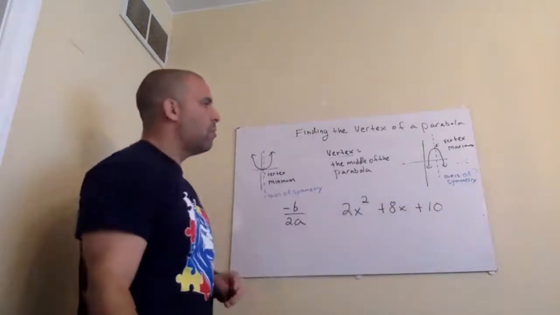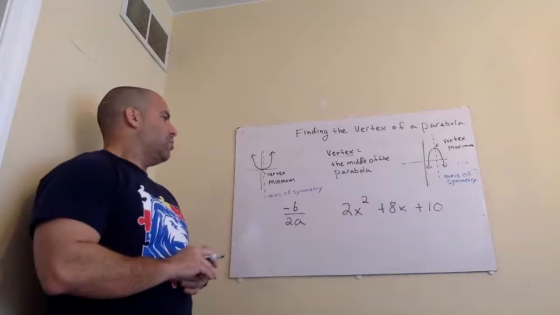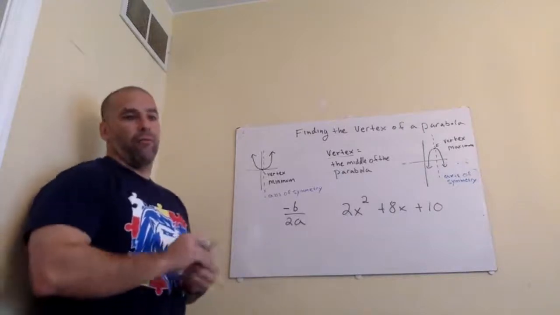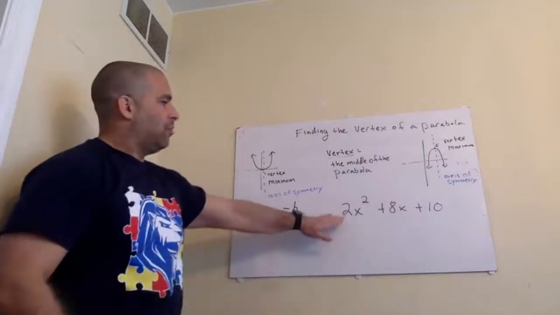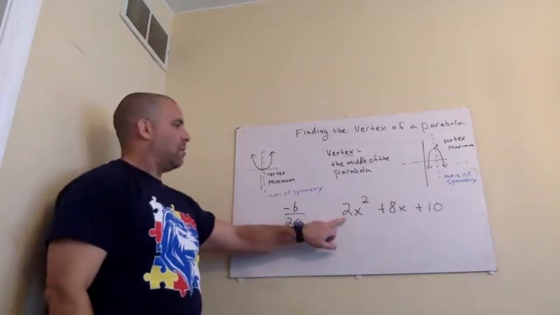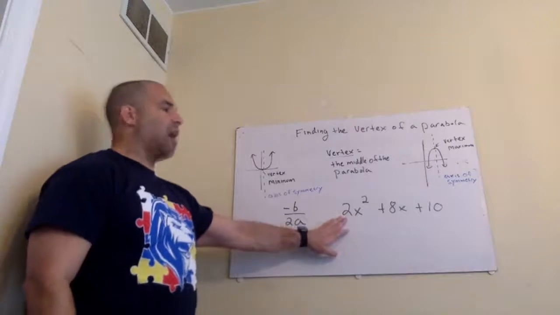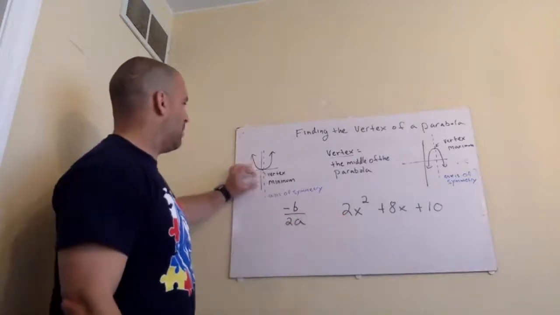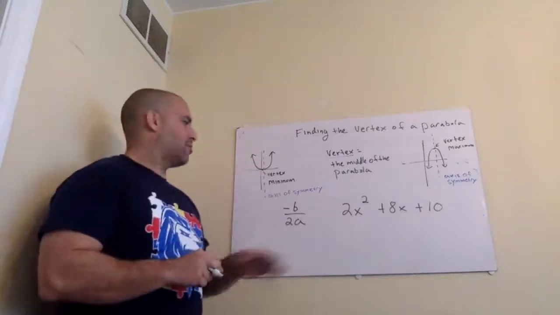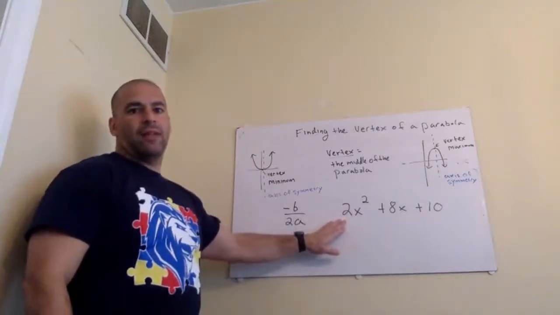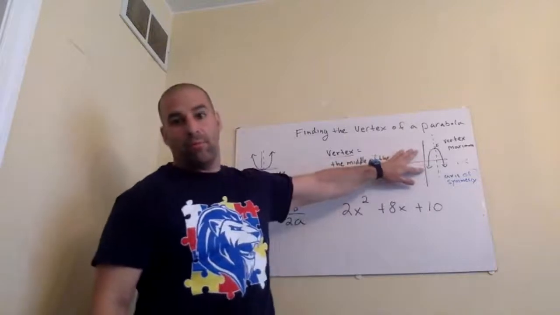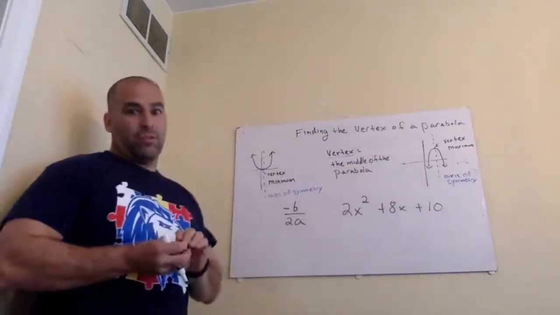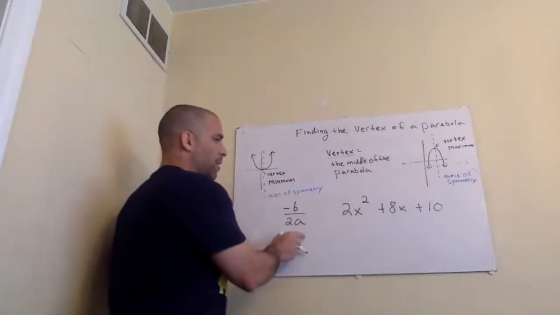All right, so right off the bat, you should be able to look at this and figure out if it opens up or if it opens down, just by looking at the leading coefficient. Here, this positive 2 tells me that the vertex happens to be a minimum value, something that you can think about. So if this number were negative, it's a hint that you would have a situation like this where it opens down. To find the vertex, first we need to find the axis of symmetry by using this formula.